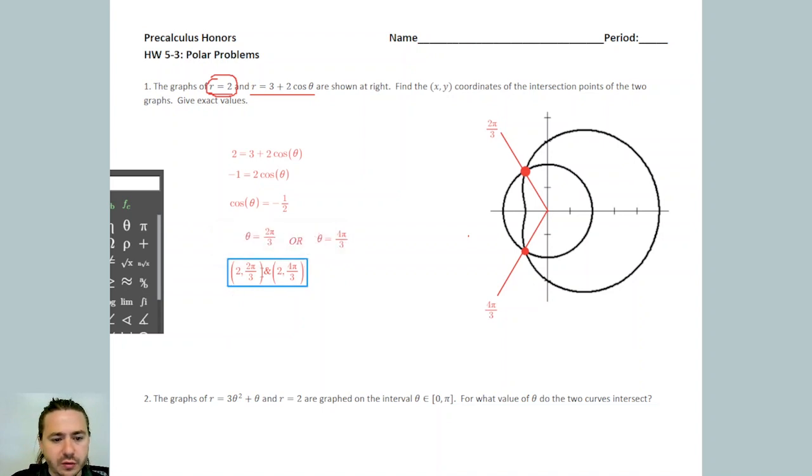So for each one of these, we'll need to convert to x and y. So just as a little reminder, x is r cosine theta, and y is r sine theta. So these are the conversion equations we'll use to calculate x and y. So we'll have to do this for each point. You know what? I might just do this separately.